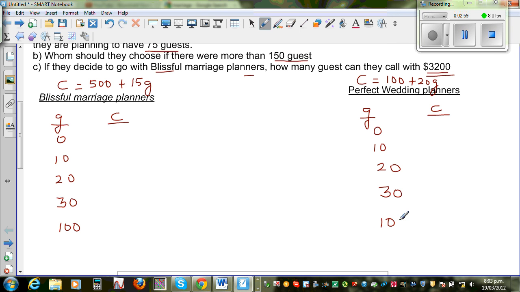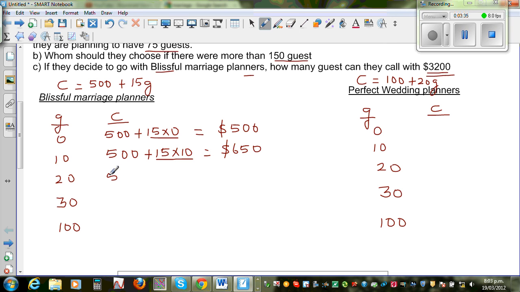For this one, it will be 500 plus 15 times 0. 15 times 0 is 0. So when there are 0 guests, you have to pay $500. That's a fixed charge. For 10, this will be 500 plus 15 times 10. Now 15 times 10 is 150, and 500 plus 150 is 650.